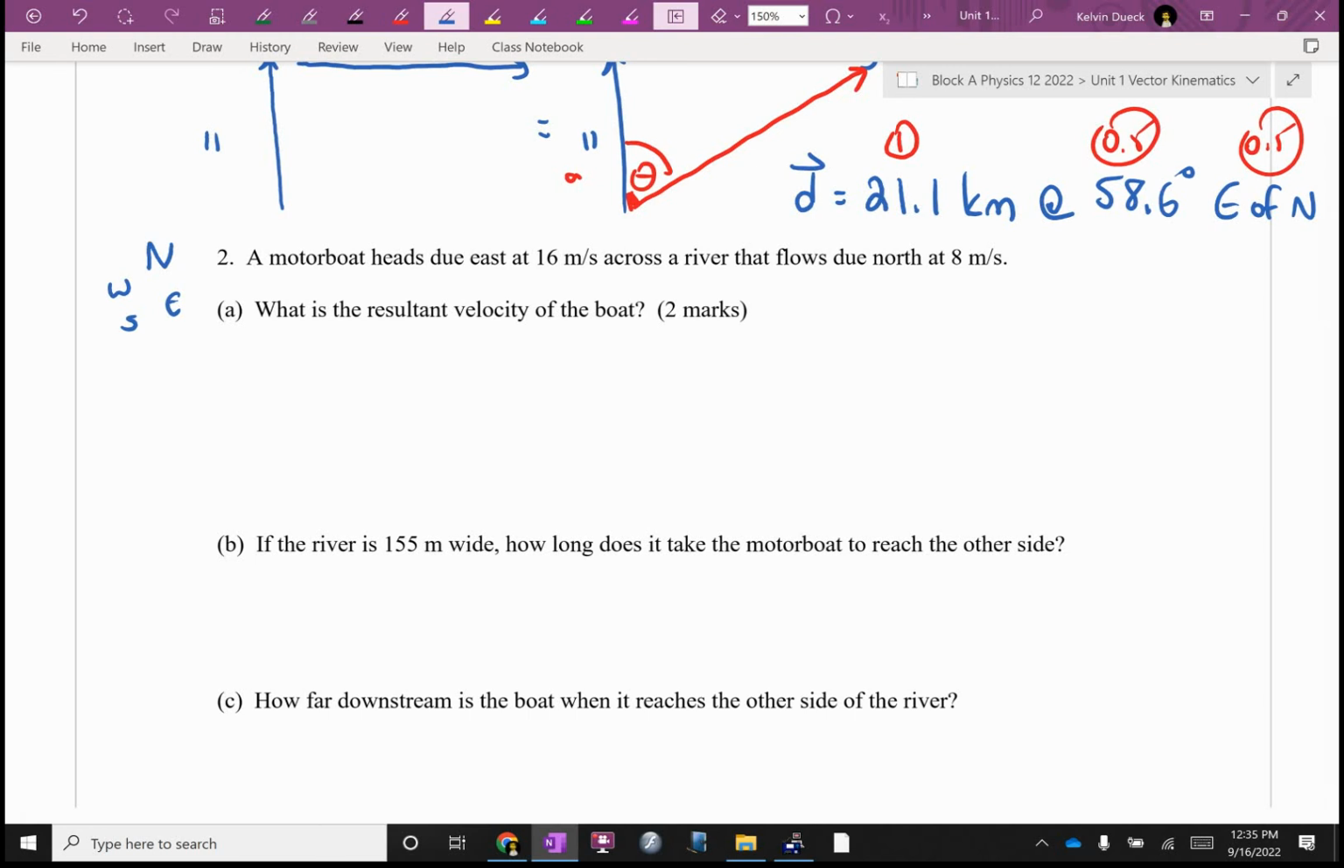Heads due east, so the river flows due north. There's the river. The boat's heading east at 16. The river's flowing north at 8. Madison, again, without even thinking about it, I kind of drew it roughly to scale. I said 8's going to be about half as long as 16.